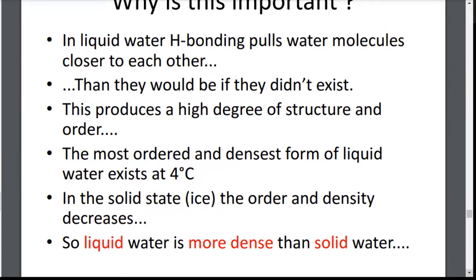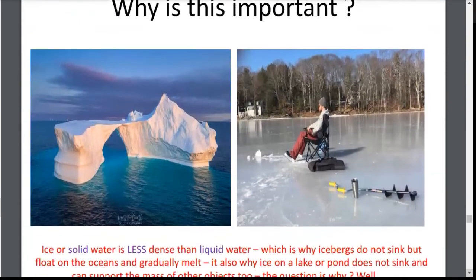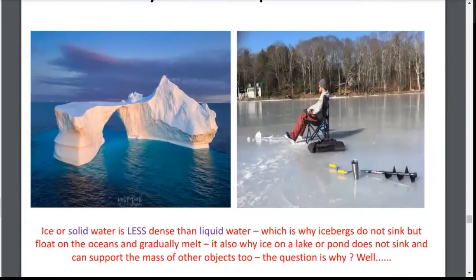You might think it's just water, but it has all these properties which make life possible. And that's why hydrogen bonding is so important, because liquid water is more dense than solid water, or solid water is less dense than liquid water, depending how you want to look at it. Okay, so there you are. If it wasn't so, why do we have icebergs? And why is it that the fella can sit on the ice there like he is on the right, and why doesn't all the ice fall into the lake? So ice, or solid water, is less dense than liquid water, which is why icebergs don't sink, but float on the oceans and gradually melt.